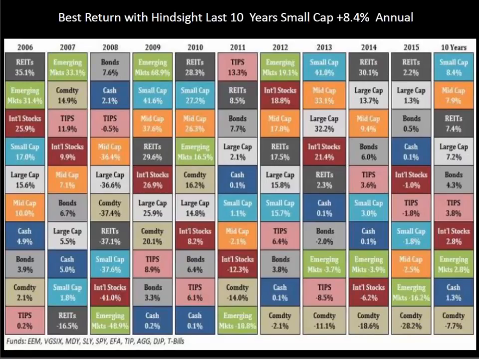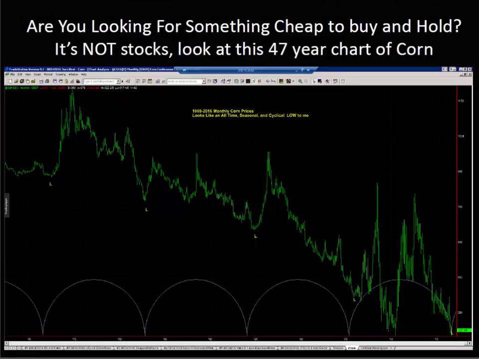The reason being, if you take a look at this table over the last 10 years, you'll see that the best instrument that made anything was small caps, and it made 8.4% a year for the last 10 years. And you can look at this table and study it, but that's just the way it is. Now, another thing to look about is a lot of people look for things to buy and hold. They say, oh, I want to buy this stock or that stock and hold it. And that's wonderful. That's worked well in the past.